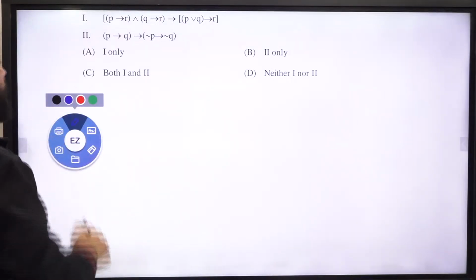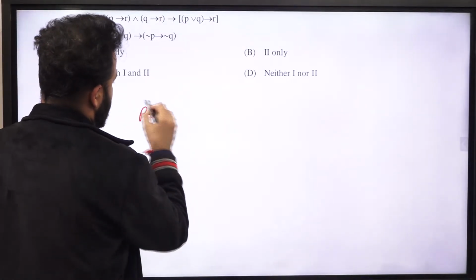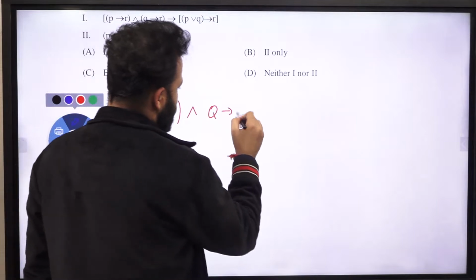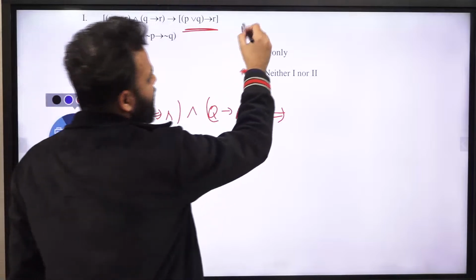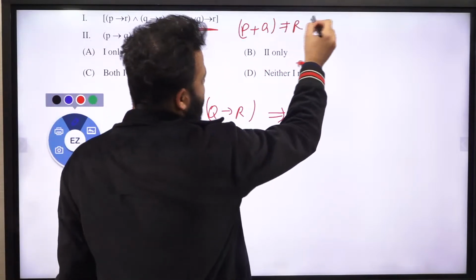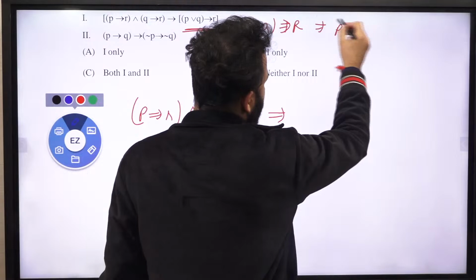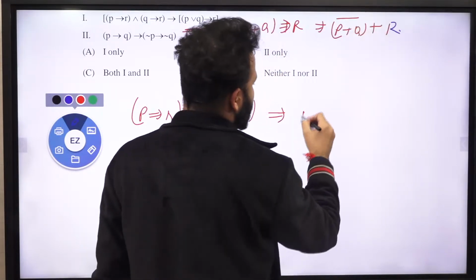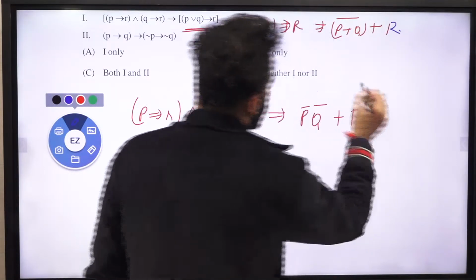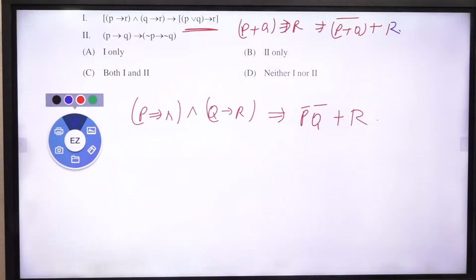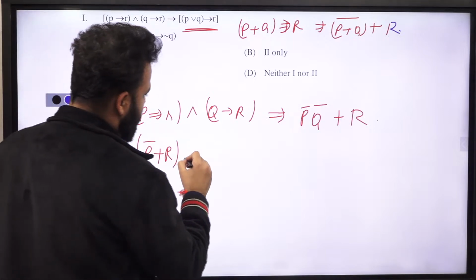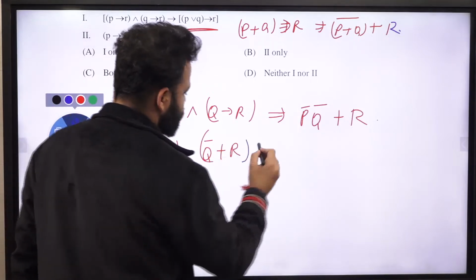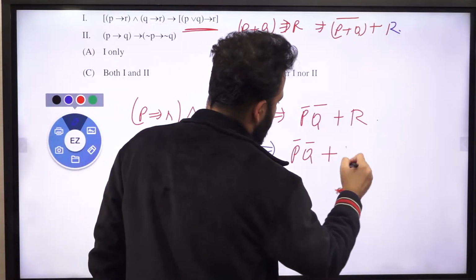Okay. So the first one is P implication R, Q implication R implies again P plus Q implies R. I can write it as P plus Q implies R, which can be further written as (P plus Q) bar plus R. So this can be written as P bar Q bar plus R. So I am simplifying it on the way. So (P plus Q) bar plus R. Now we will open it as (P bar plus R) dot (Q bar plus R) implies P bar Q bar plus R.